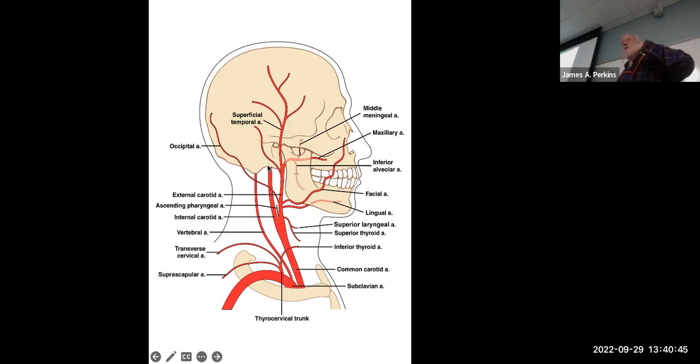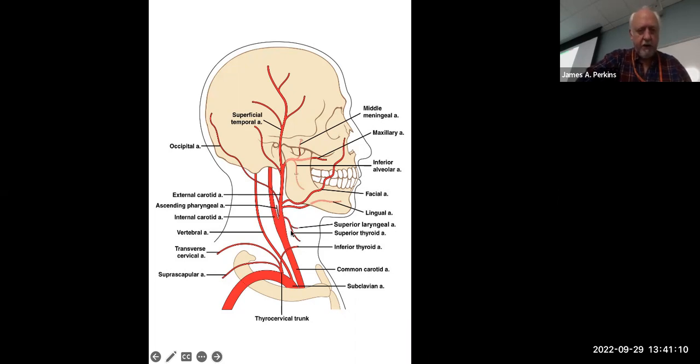The internal carotid is going to enter the skull through the carotid canal, and it's only going to give off branches once it reaches the circle of Willis on the base of the brain. Internal carotid doesn't give off any branches here in the neck. All of the branches to the neck and the face are coming off of the external carotid artery. And that's really what we're going to be focusing on in lab today, or one of the things you're going to be focusing on in lab.